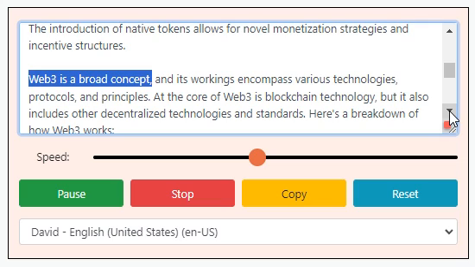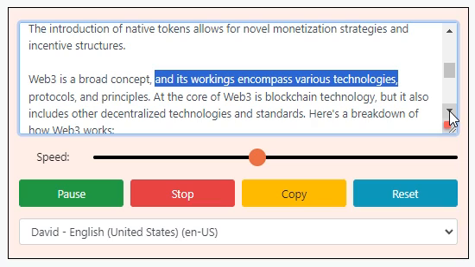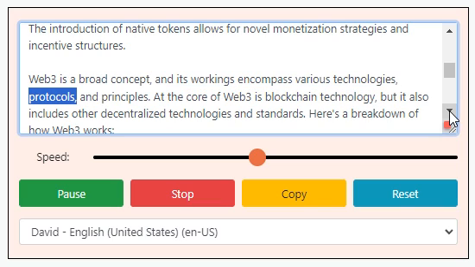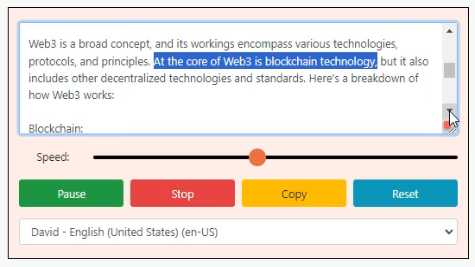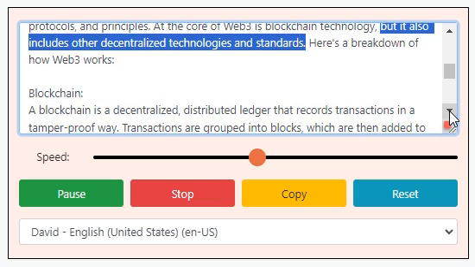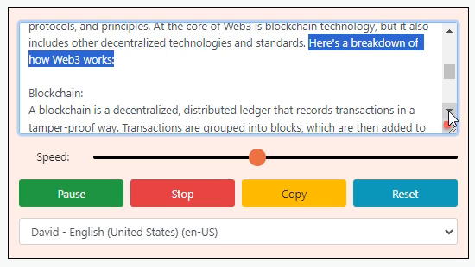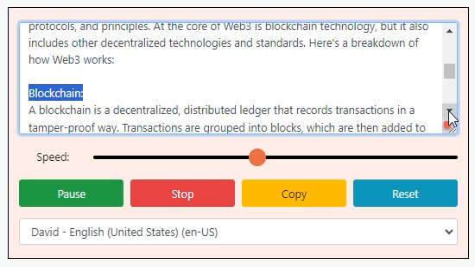Web3 is a broad concept, and its workings encompass various technologies, protocols, and principles. At the core of Web3 is blockchain technology. But it also includes other decentralized technologies and standards. Here's a breakdown of how Web3 works. Blockchain.